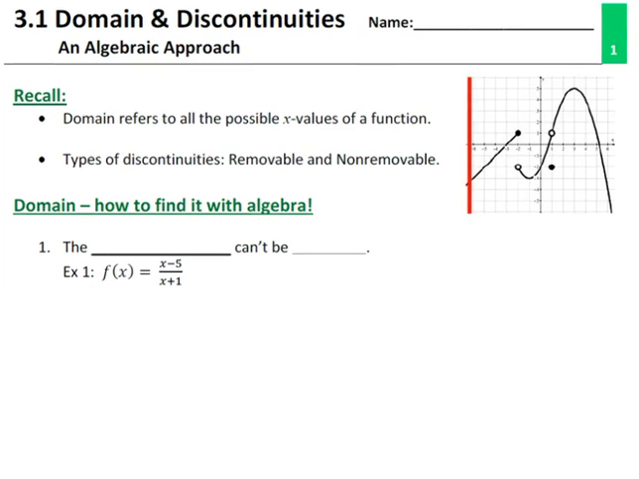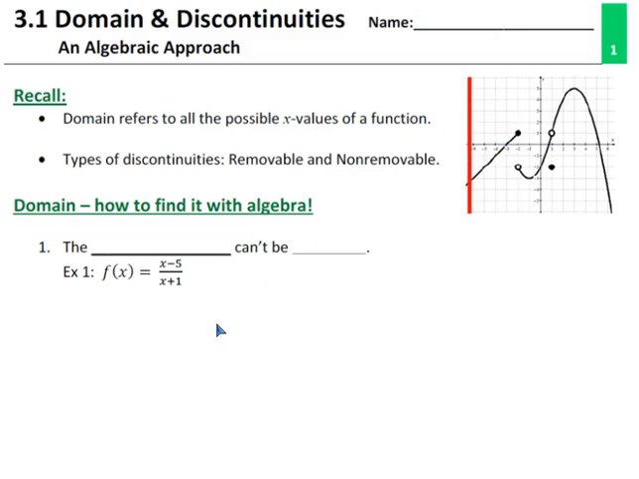Alright, welcome to section 3.1. We're going to continue talking about the domain and discontinuities in this unit, but in this particular section we're going to take a look at how we can find the domain algebraically. So that means we're going to be doing some math in this lesson and not necessarily just looking at a graph and analyzing the domain.